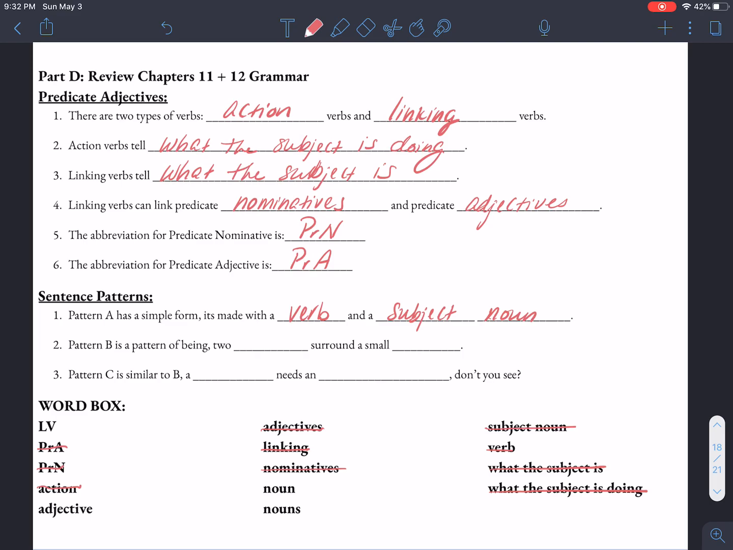Okay, number 2. Pattern B is a pattern of being. 2 nouns surround a small LV. Okay, so let's get rid of that. SNLVPRN, SNLVPRN. Pattern B is a pattern of being.